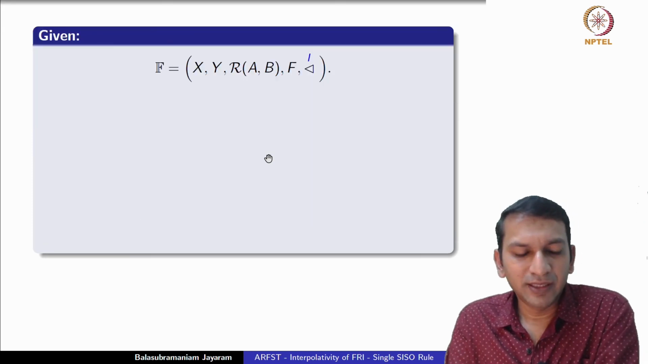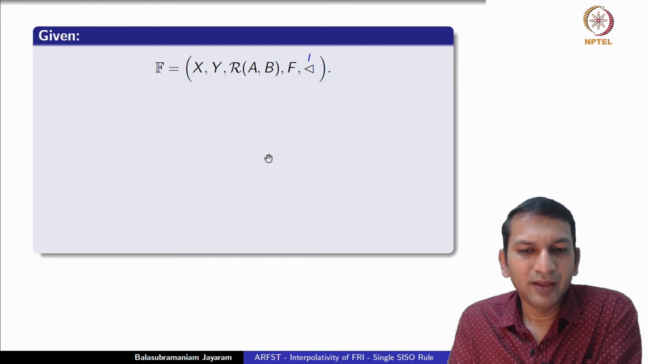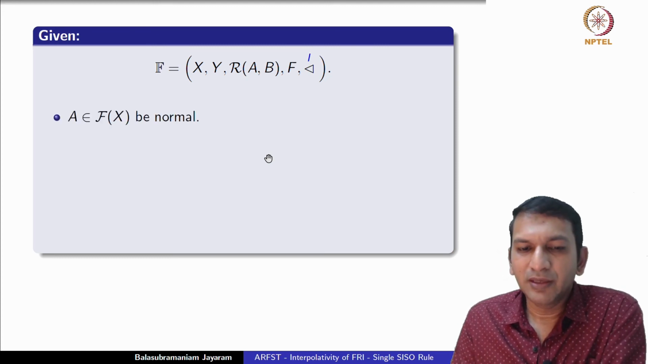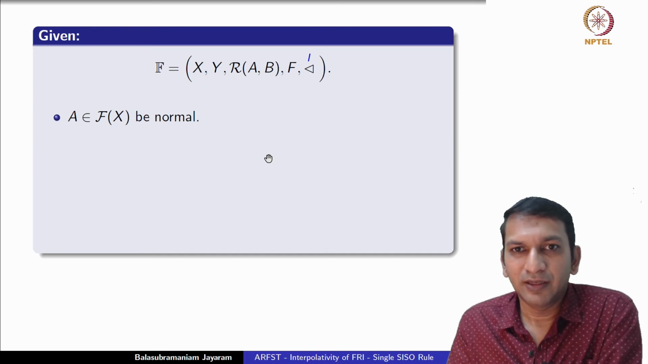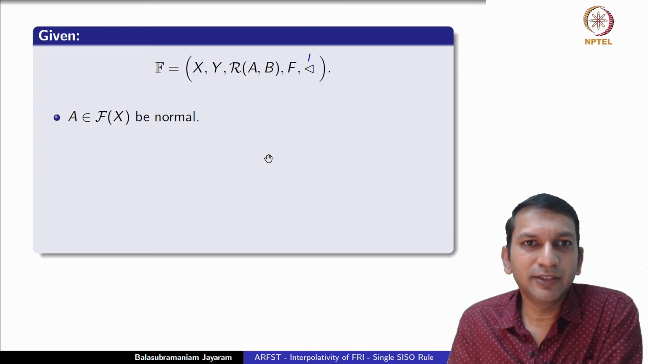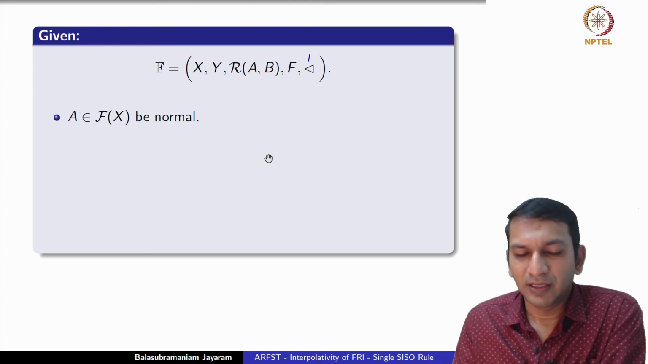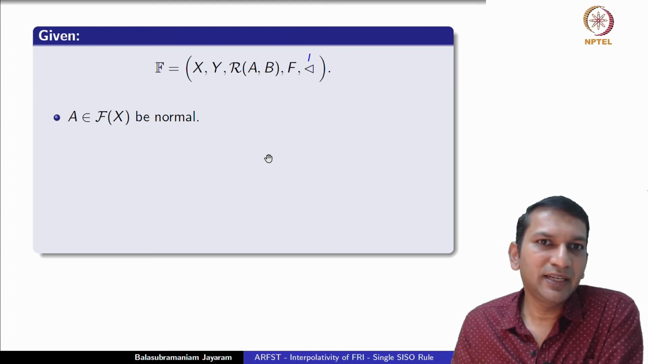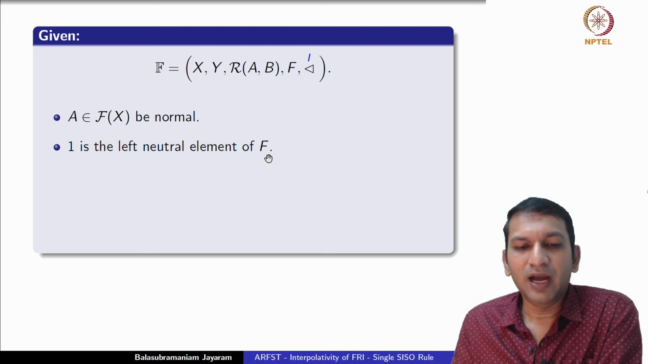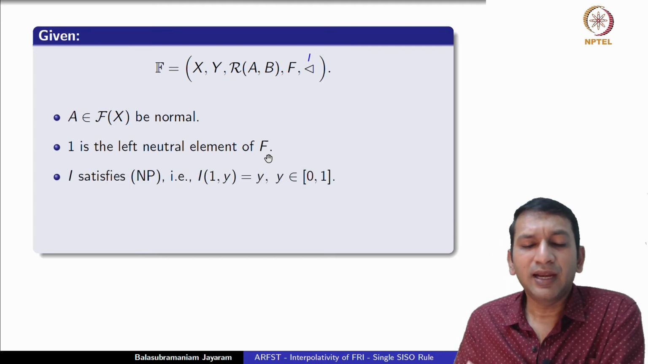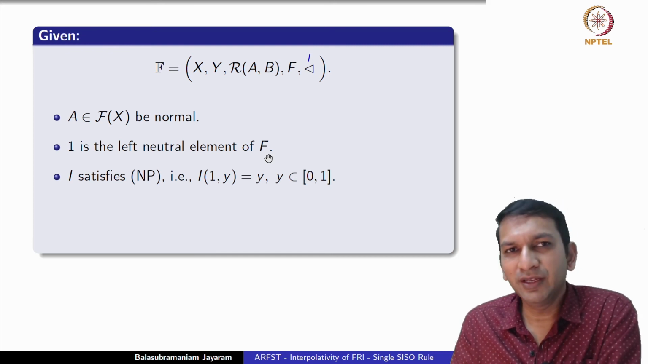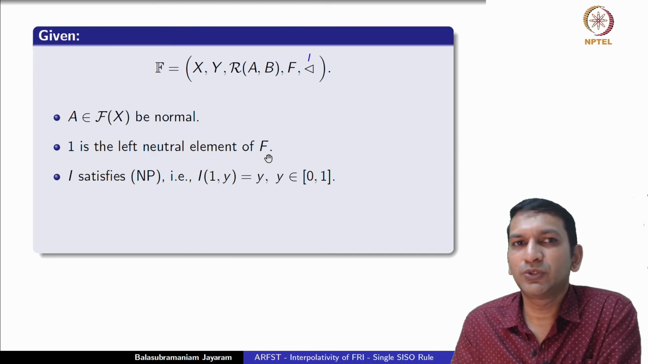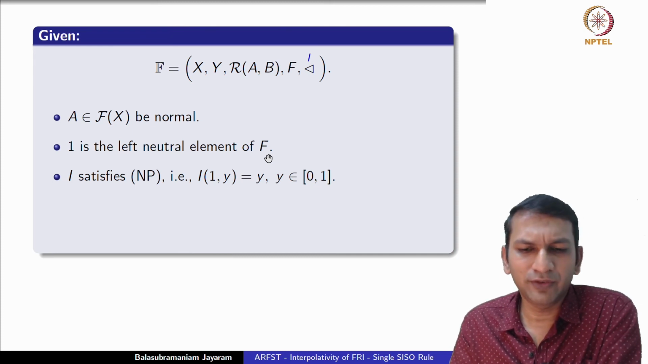If we consider the B case as a product, we can pretty much get the same result, except that we need another condition on I. If you consider the antecedent A to be a normal fuzzy set and 1 as the left neutral element of F, and I satisfies NP, that means 1 is also the left neutral element of I. Note that in the case of a T-norm, this was already given because 1 is a neutral element of a T-norm.